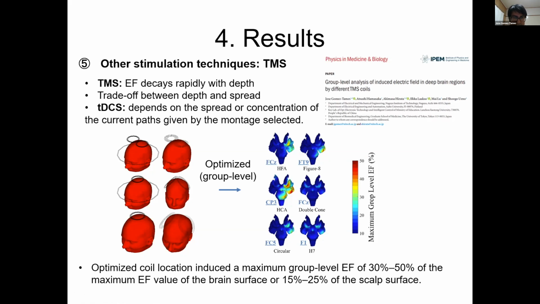So basically what this means is that if we want to reach higher fields in the different regions, we will need to stimulate the brain cortex with higher electric fields. So of course we will have more side effects, and maybe the focality will not be the same as in the case of TMS.